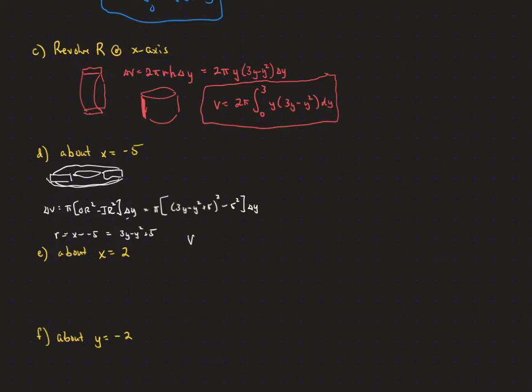So our volume is going to be pi. We'll pull that out. Integral again from 0 to 3. We're going to get (3y minus y squared plus 5) squared minus 25 dy.